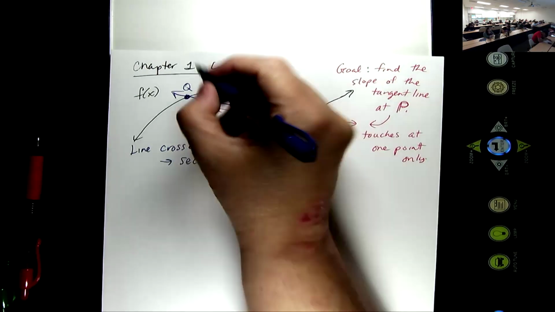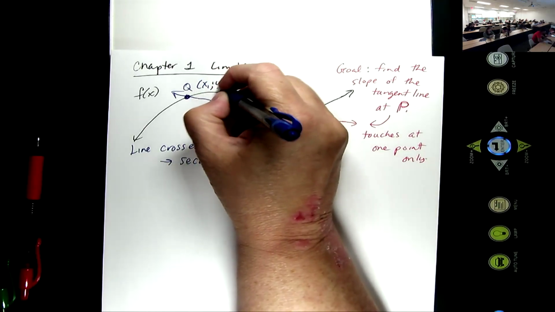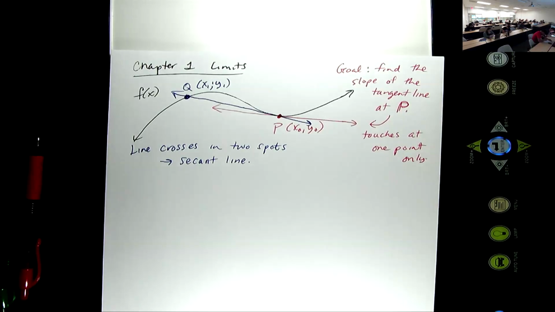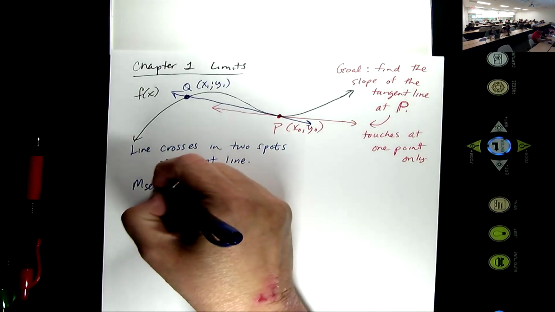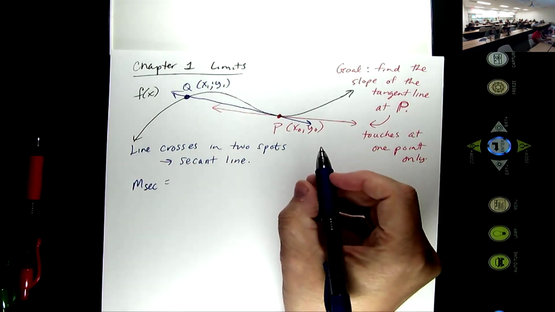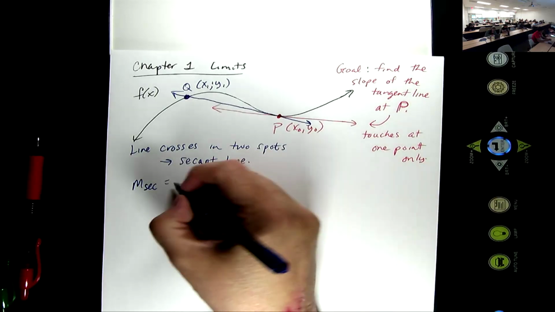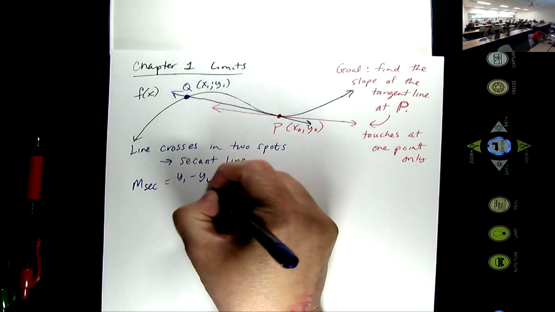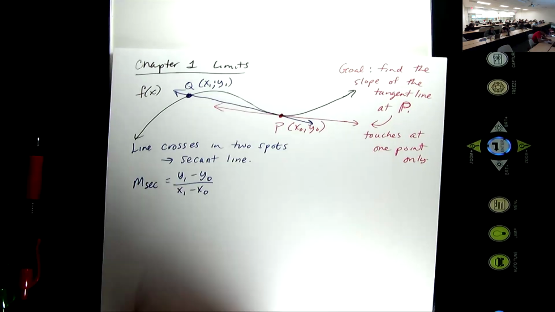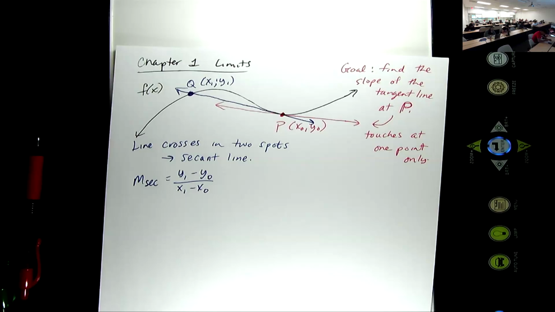And let's say Q is x1, y1. Well, we could find the slope of the secant line: y1 minus y0 over x1 minus x0 here. Normally we say y2 minus y1, but I labeled them 1 and 0. So we could find the slope that way, but that's not the line we're looking for, right?